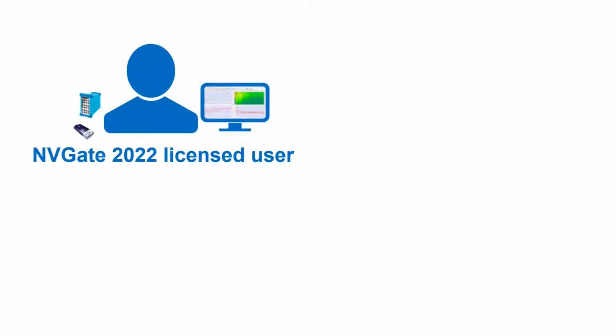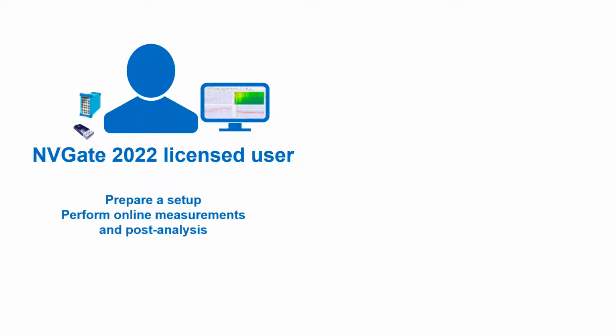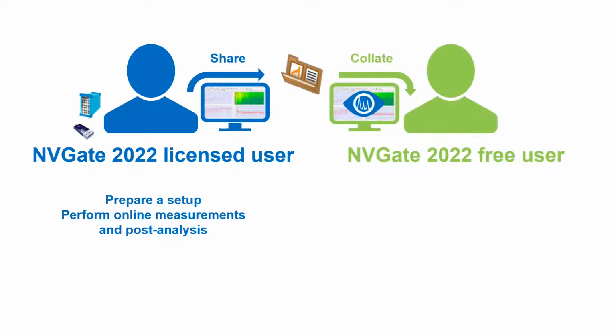In short, NVGate licenses enable a user to prepare a setup, perform online measurements, and post-analysis. Measurements can be shared with free users who will be able to, thanks to Reader mode, edit measurements, generate reports, and export signals and results.